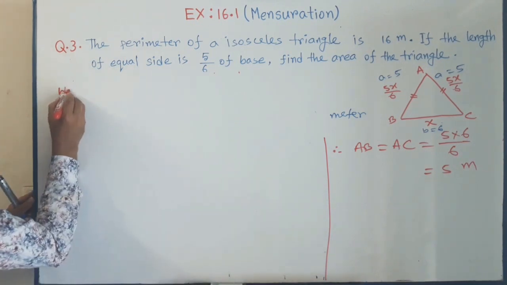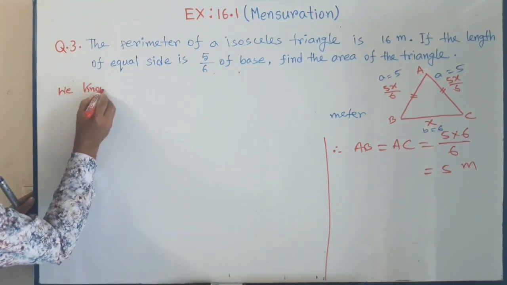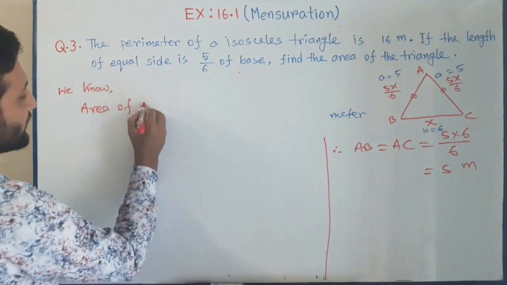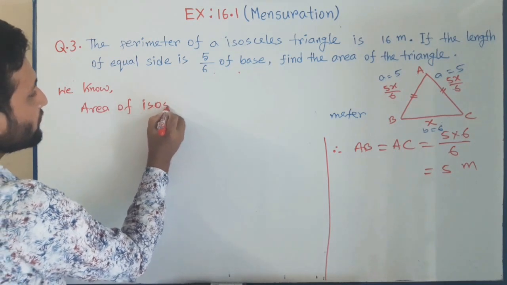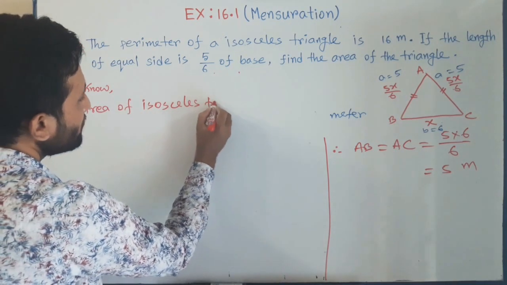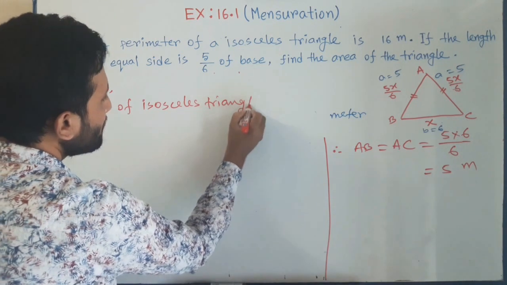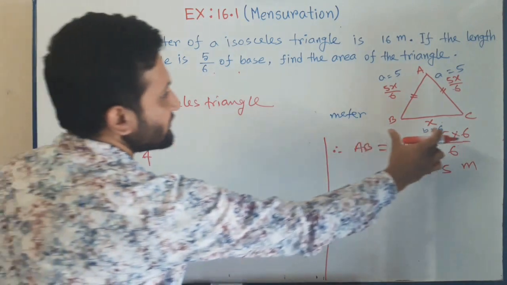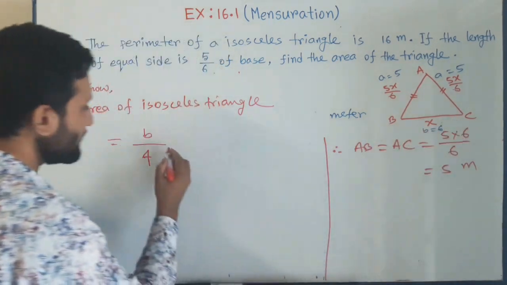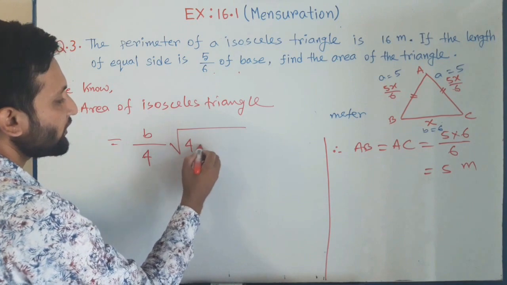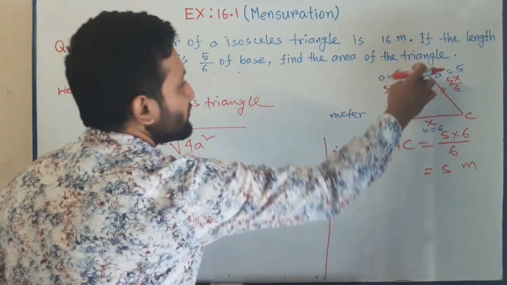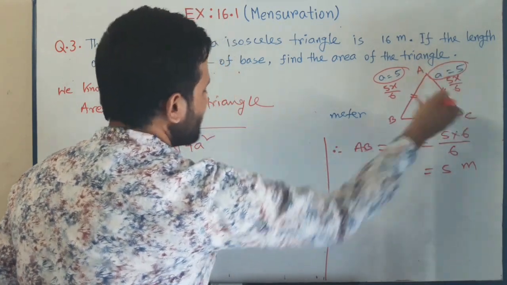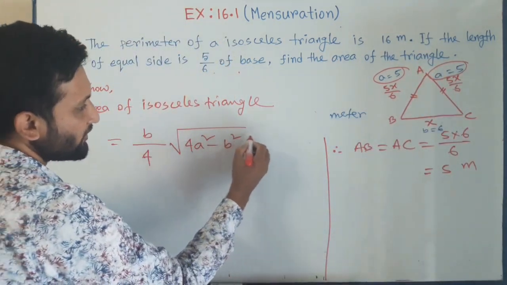We know the area of an isosceles triangle is equal to b by 4 into root of 4a square minus b square, where b means the base BC, and a means the equal side, that is AB and AC, in square units.